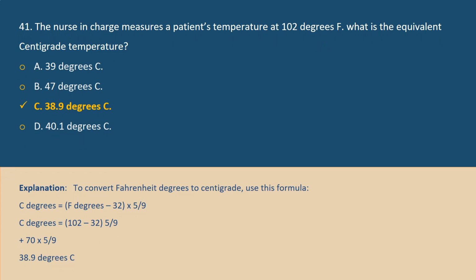Answer C. Explanation. To convert Fahrenheit degrees to centigrade, use this formula: C degrees equals F degrees minus 32, multiplied by 5 over 9. C degrees equals 102 minus 32, times 5 over 9, which is 70 times 5 over 9, equals 38.9 degrees C.